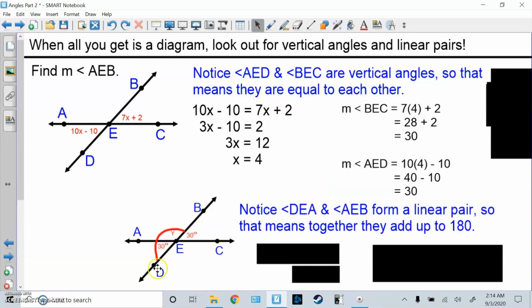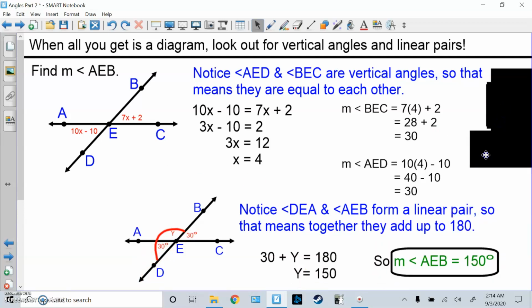So angle DEA and angle AEB form a linear pair, so together they add up to 180. So the first one, 30, plus the second one, y, equals 180. You subtract 30 both sides, you get 150. So that's y, which means the measure of angle AEB is 150 degrees.